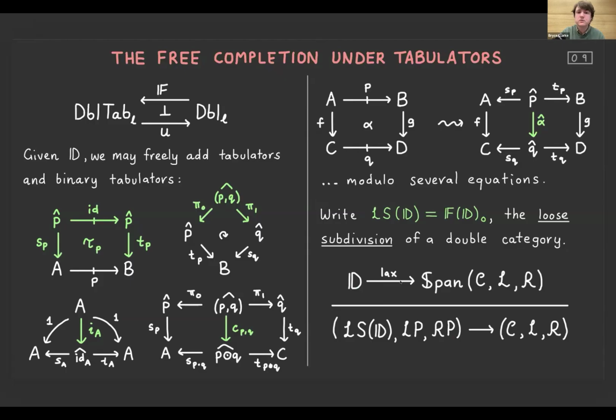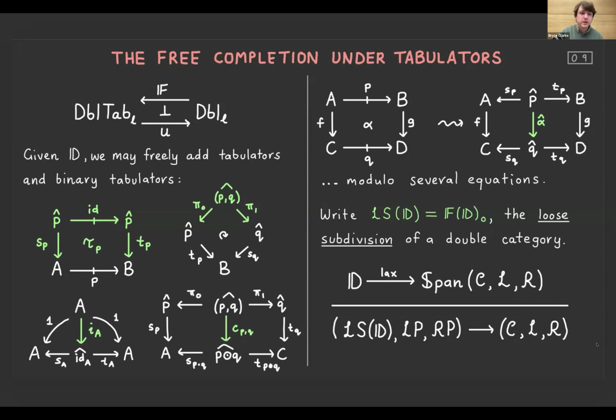unambiguously that lax functors from any double category, rather than just one with tabulators and binary tabulators, lax functors from any double category D into span of something adequate triple are the same as morphisms of adequate triples like this, where LS of D is this loose subdivision of D. Okay, and so in particular, if C is like set, and L and R are just all functions, then this tells you how to construct lax functors into span of set as some kind of functors preserving some classes of things. Okay, good.